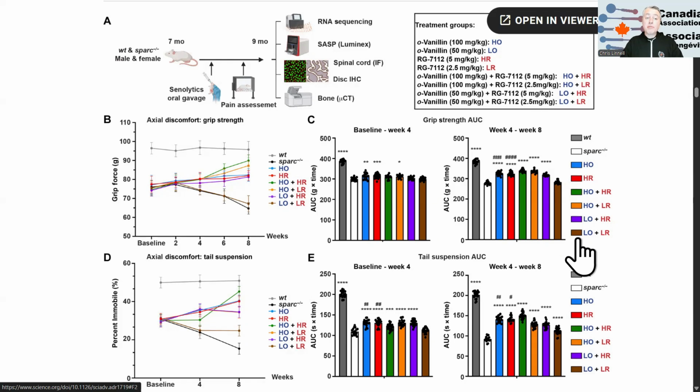The first assessment of pain in B and C here involved grip strength. So the mice had to hang on to a wire while their tails were pulled, which would obviously cause discomfort in the lower back, and with more pain they would let go sooner.